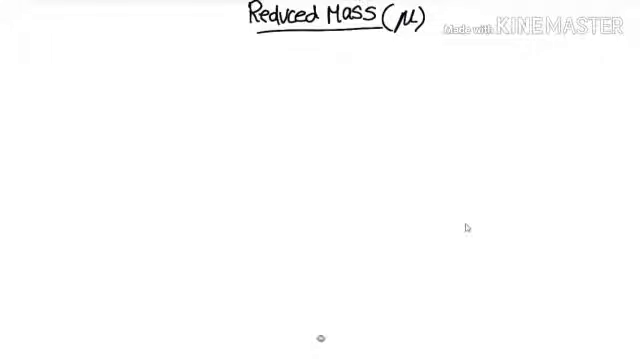Hello guys, today I'm going to explain the concept of reduced mass. It is a very popular topic in Newtonian mechanics. Reduced mass is represented by the symbol mu here. It is the effective inertial mass of the two-body problem in Newtonian mechanics.